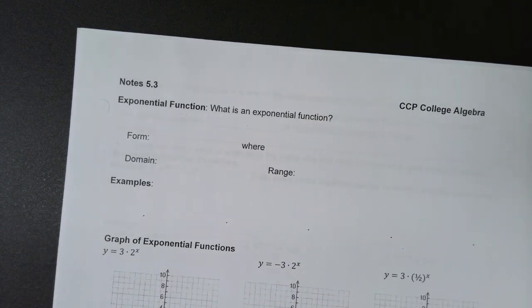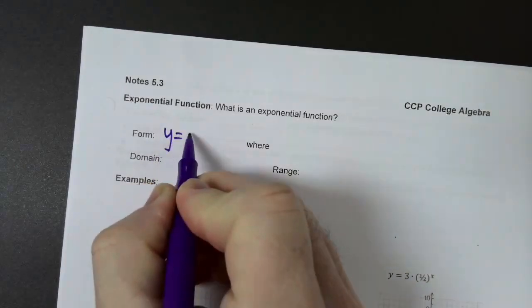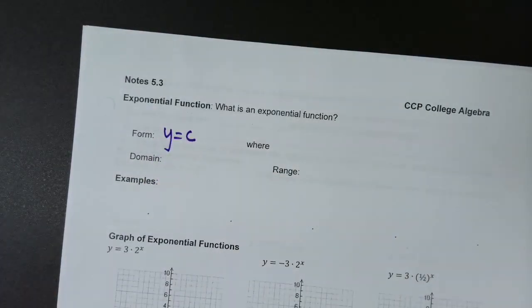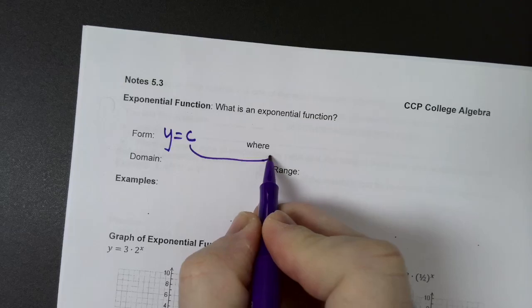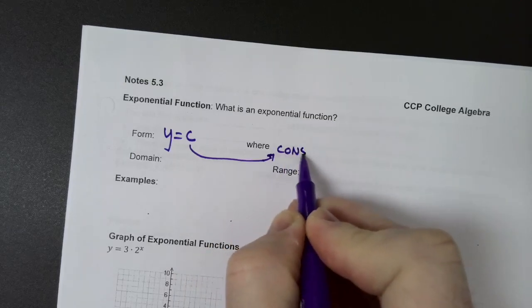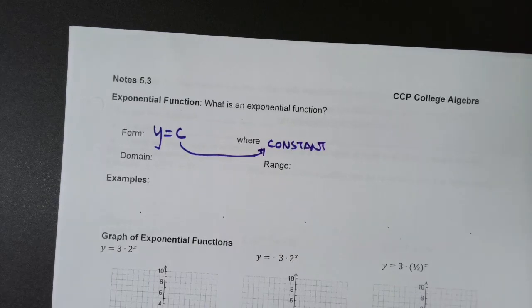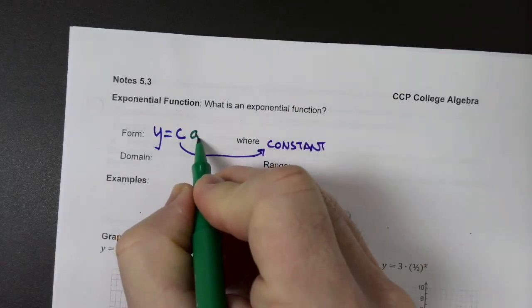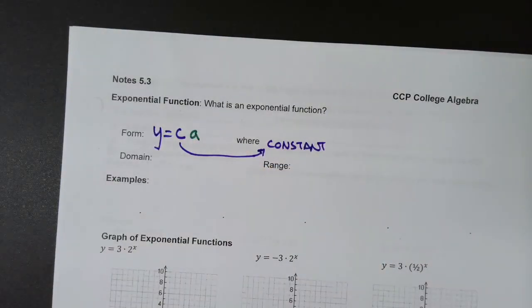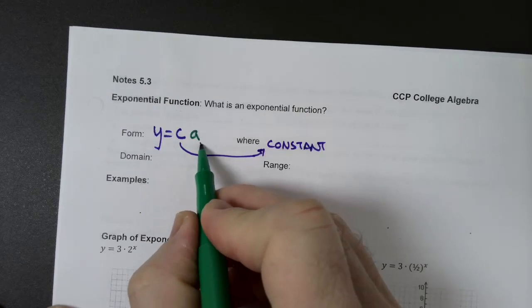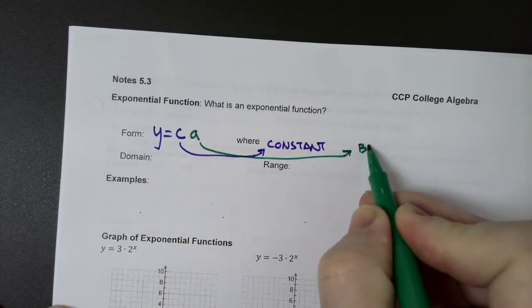It will be y equals some c, where that c is just a constant. Could be 1, could be -1, could be 7, could be a fraction of some sort, okay? But it's some constant, some real number. Okay? And then we'll have another number here, and that number is what's called the base.